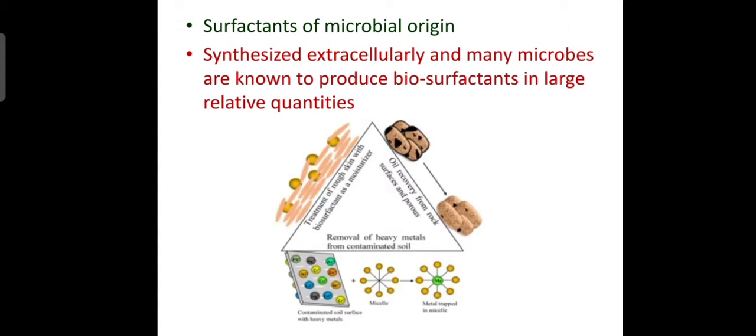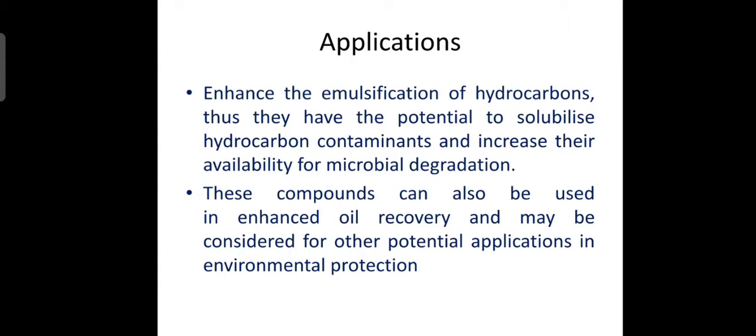So they are synthesized extracellularly, and many microbes are known to produce biosurfactants naturally in relatively large quantities. These biosurfactants can be used in oil recovery from rock surfaces and porous surfaces, the removal of heavy metals from contaminated soil, and treatment of rough skin with biosurfactant as a moisturizer. It has lots of applications, so it can enhance the emulsification of hydrocarbons. Thus they have the potential to solubilize hydrocarbon contaminants and increase their availability for microbial degradation.